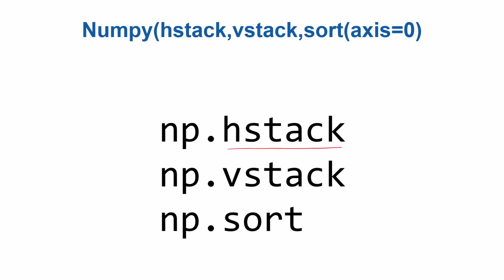One is horizontal stack. That means if you want to concatenate two arrays horizontally, you can call the hstack function, and that will concatenate the two arrays together and return another array. Similarly, vstack is if you want to concatenate two arrays vertically, if they can be concatenated vertically. Similarly, there is another powerful function, sort, and there are a lot of other functions. These kinds of functions are called universal functions, and they are very, very powerful and very fast.